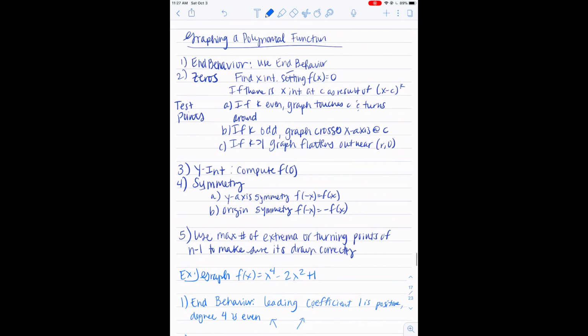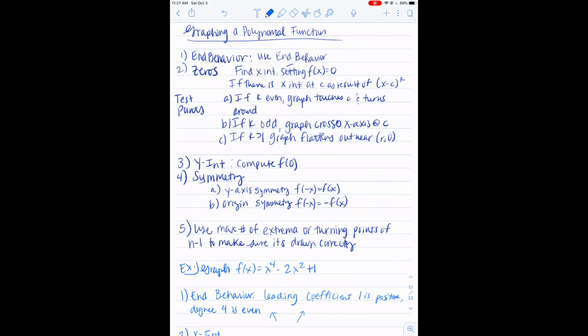Okay, so here are some steps on how to graph a polynomial function, just the different things that we need to keep in mind when we're graphing it and our different tools that we have available to us. So step 1 is to use end behavior, which we could use to see if it rises left, if it falls right, or whatever.